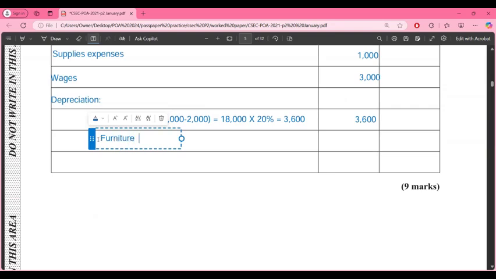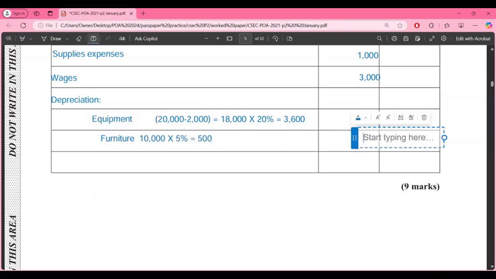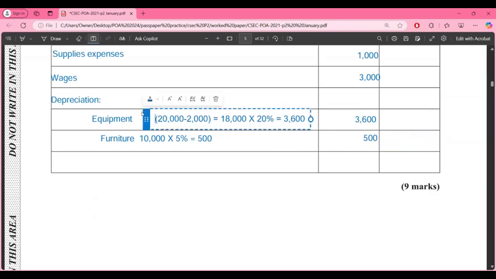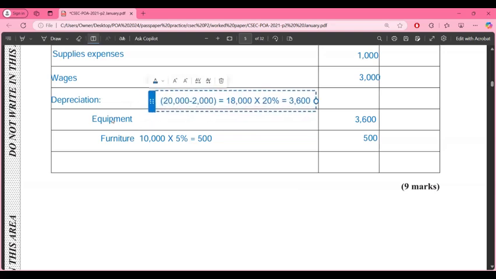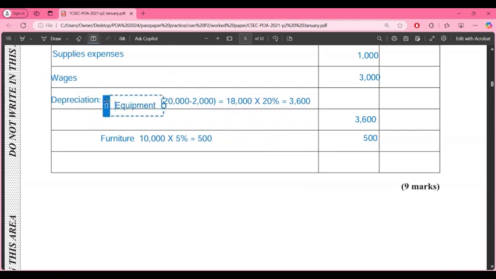The next item is the furniture. Now this is the straight line method. So all you need to find is the percentage of the cost amount, because that is the amount that will be taken out for whatever period they're doing. It's 5 years. As you can see from the financial statement, they already had the trial balance $1,000. So this would be the third year of furniture being depreciated.